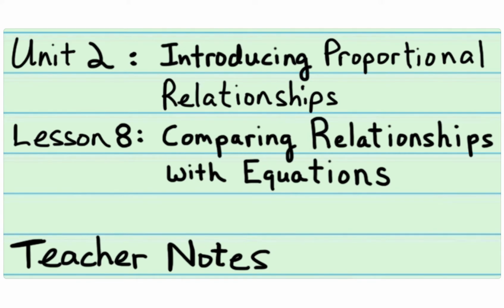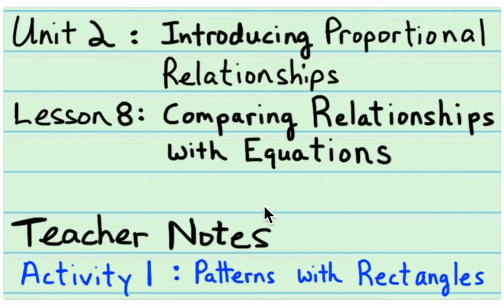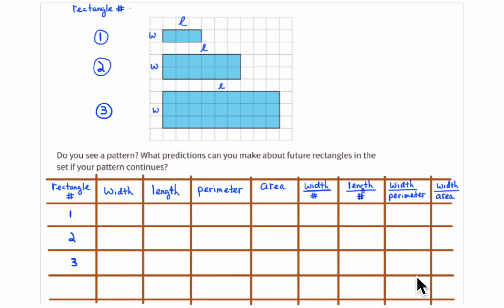This is Unit 2, Introducing Proportional Relationships, and this is Lesson 8, Comparing Relationships with Equations. Now remember that Lesson 7 was comparing relationships with tables. And in this first activity, patterns with rectangles, I put together a table to compare these relationships. So this continues basically from Lesson 7 into this lesson, beginning with creating a table.